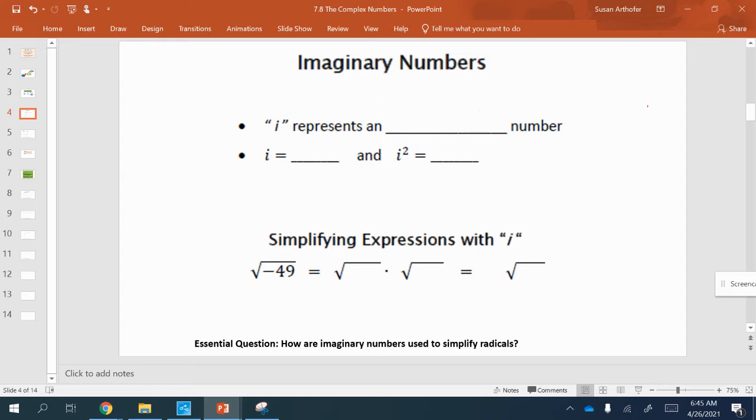Okay, so i represents an imaginary number. The value of i, just like pi is worth approximately 3.14, i is worth something, and it is worth the square root of negative 1. Now, we're not going to use i squared today, but just so your notes are full, that's worth the plain negative 1. But you don't have to worry about it today. It's all about the square root of negative 1.